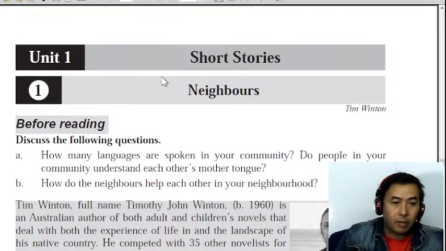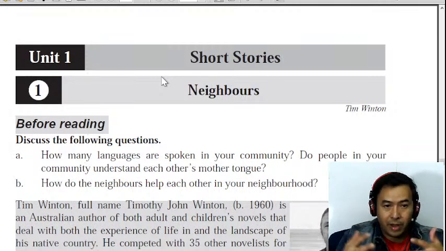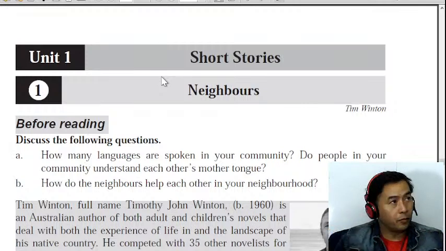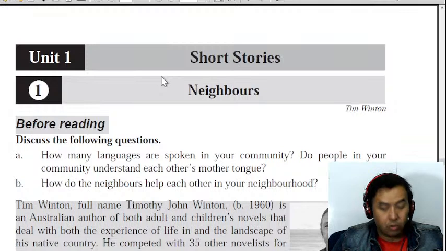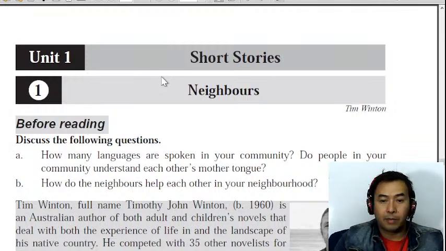So let's see. Before reading, discuss the following questions. They are the rapport building questions for you. How many languages are spoken in your country? We are multilingual. Do people in your community understand each other's mother tongue? Obviously, we do have one basic mother tongue called the Nepali language. So it's a good communicating medium for the entire Nepalese people, and it's an official language for Nepal as well. So you can answer like that.